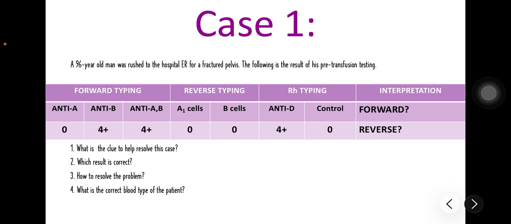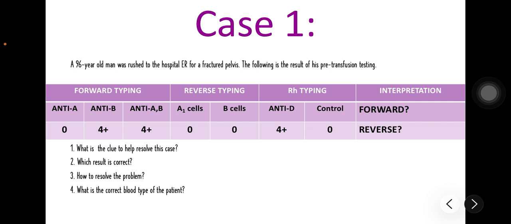So in case 1, a 96-year-old man was rushed to the hospital ER for a fractured pelvis. So the following is the result of his pre-transfusion testing. So let's look at the results in the forward typing. So this means that the patient's red cells have B antigen because anti-B reacts strongly, which gives you a 4 plus reaction. So forward typing says blood group B.